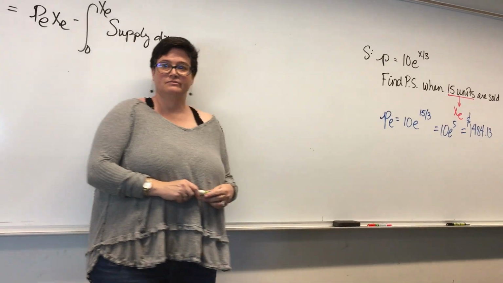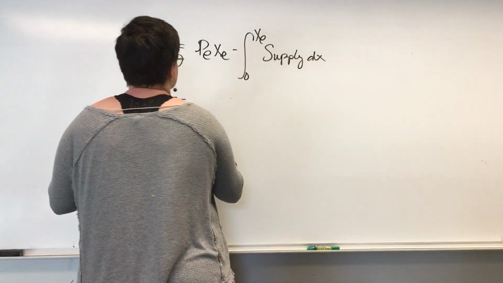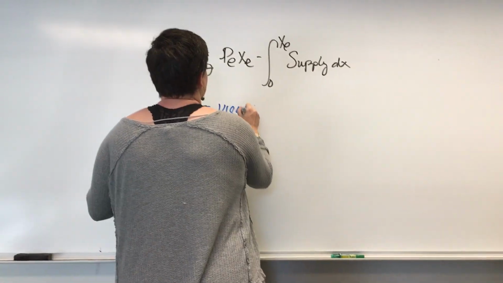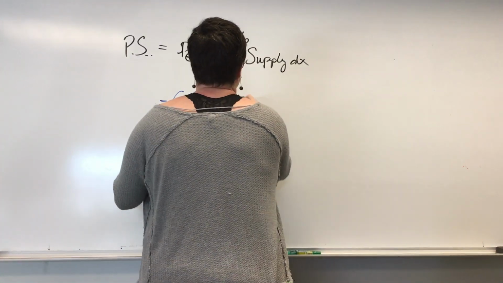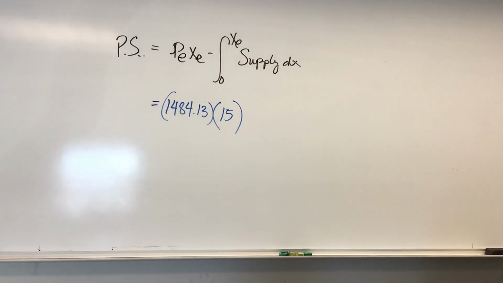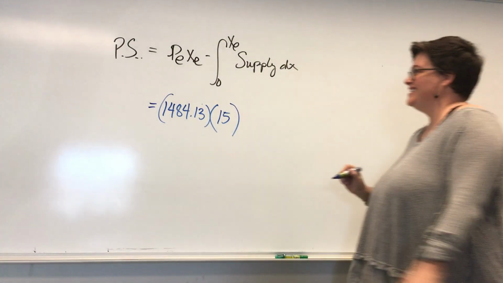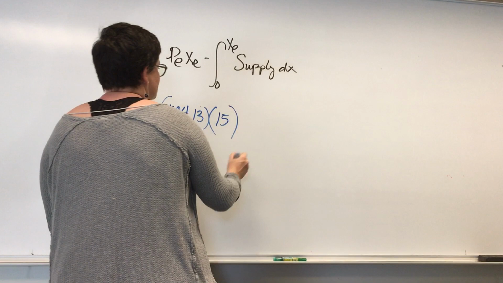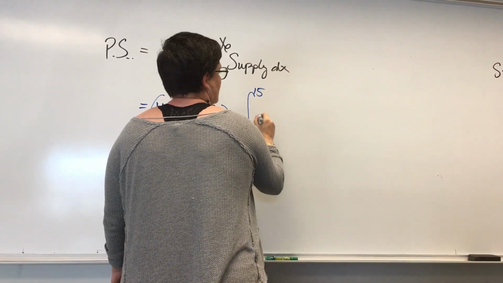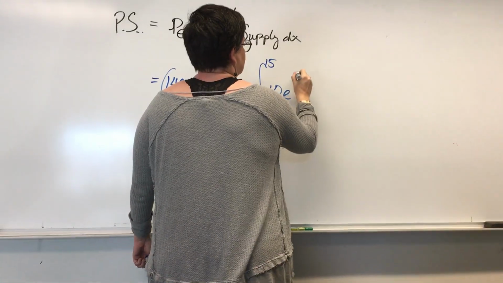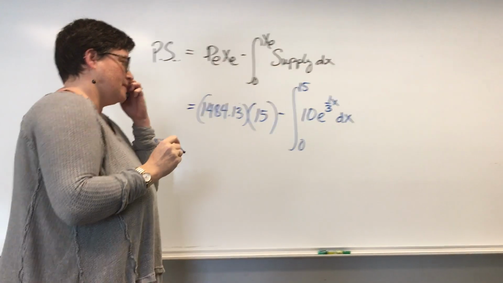Okay, so great. We have everything we need. Let's plug this puppy in. So producer surplus is price at equilibrium, 1484.13, times quantity at equilibrium, 15, minus the integral from 0 to 15 of 10 e to the 1/3 x. I'm gonna make this a 1/3 x on my exponent.